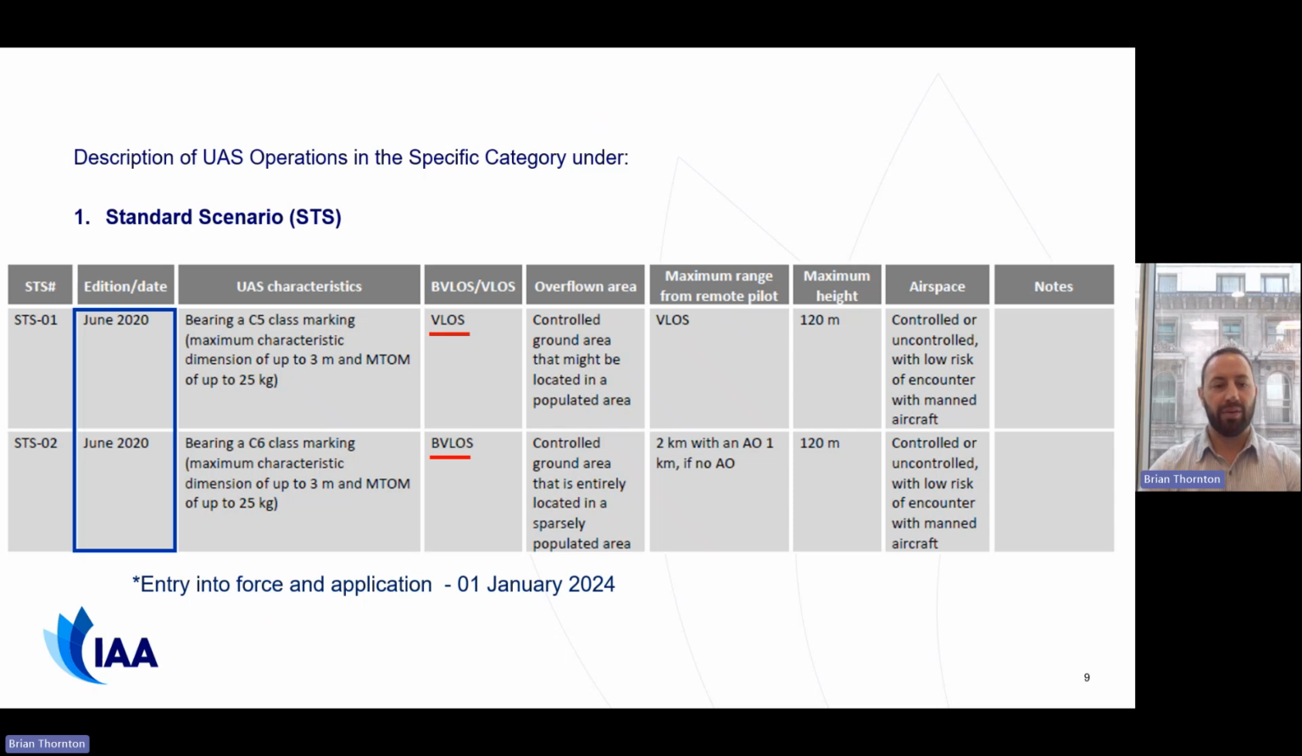And following that, we have STS-02, so an application to the competent authority for STS-02 means that the applicant wants to conduct an operation beyond visual line of sight. Okay, so that's just a brief overview of what standard scenarios are. A standard scenario is essentially a pre-baked risk assessment that's been conducted and prescribed within the EASA regulation that you can follow, develop an operations manual, and submit that to the competent authority.